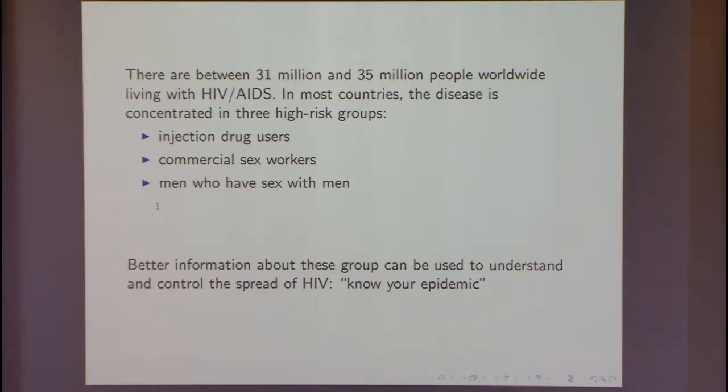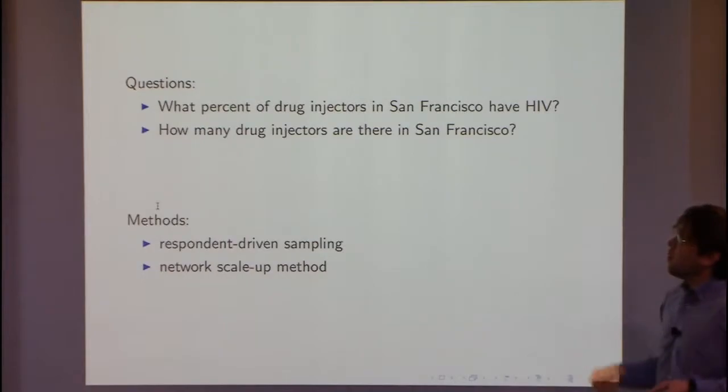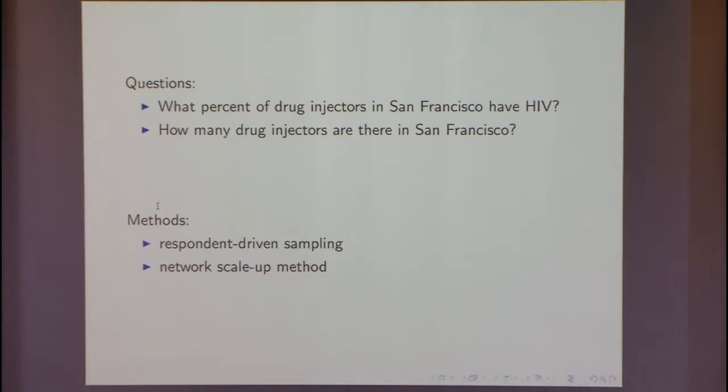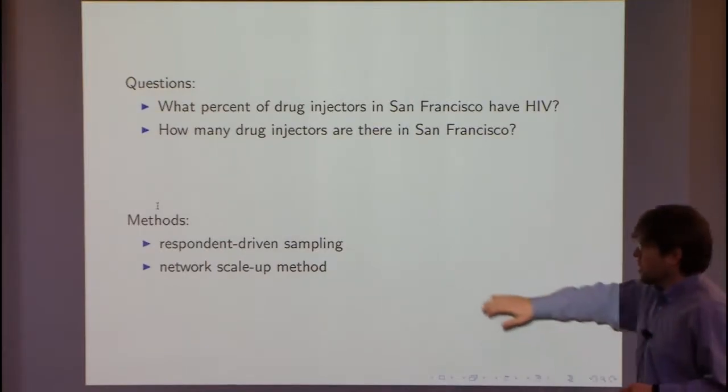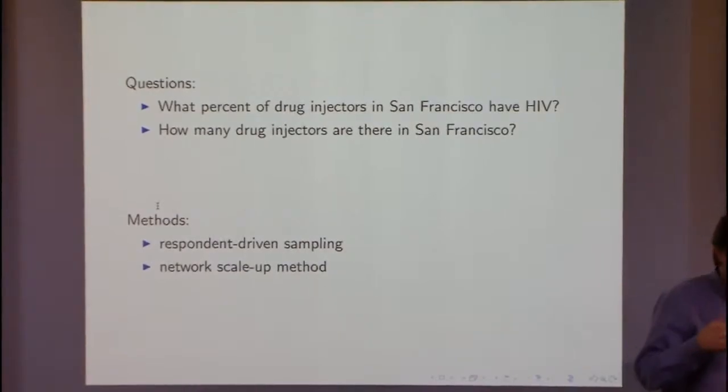The kinds of questions that we ask about these groups are really easy to state. Typical questions are like this. What percentage of drug injectors in San Francisco have HIV? A second question that comes up frequently is how many drug injectors are there in San Francisco? These are questions about the prevalence of some trait within the hard-to-reach group and the size of the hard-to-reach group. I've worked on methods like respondent-driven sampling and the network scale-up method, which are both network-based methods for trying to answer questions like these.